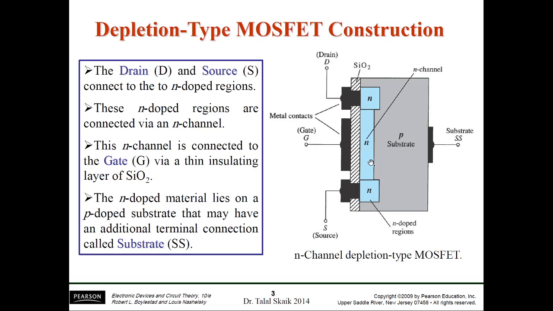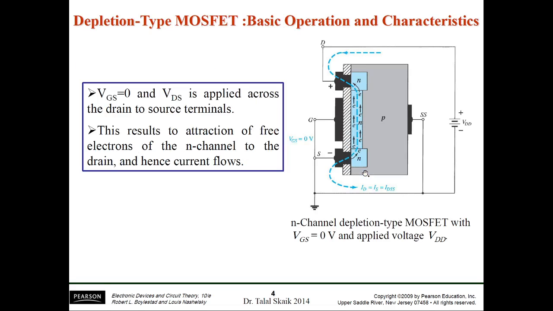In the depletion MOSFET, the channel is already present. In the enhancement MOSFET, the channel is absent. We'll see how the operation works. In the first case, we connect the gate terminal to ground, that is, we are not applying any voltage. The drain and source are connected to the VDD supply, with the positive terminal at the drain and the battery's negative terminal at the source. The substrate is common, and I will connect it to ground.